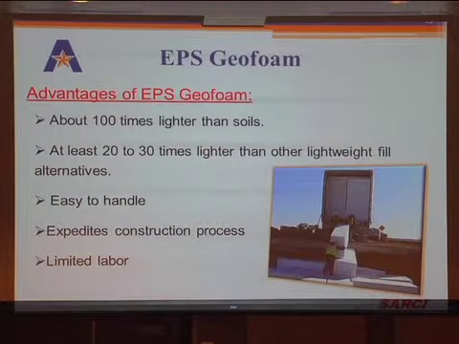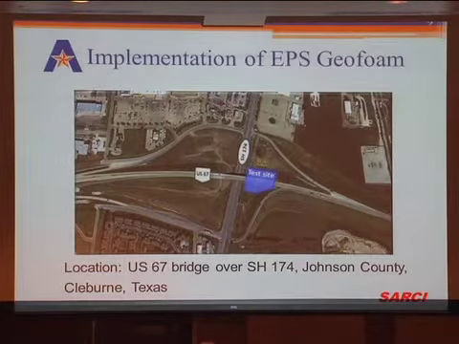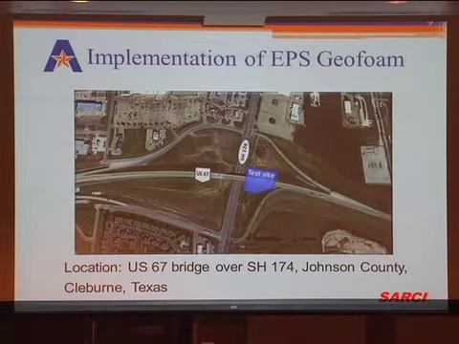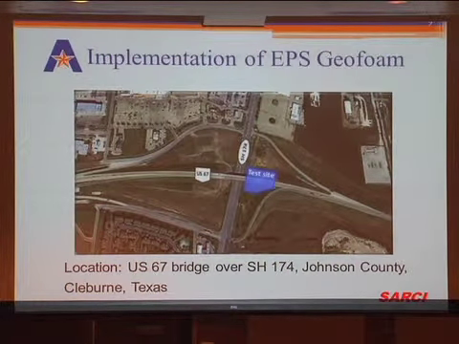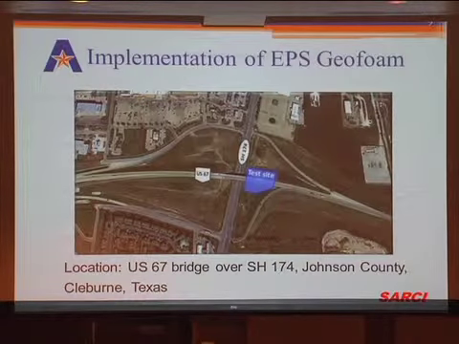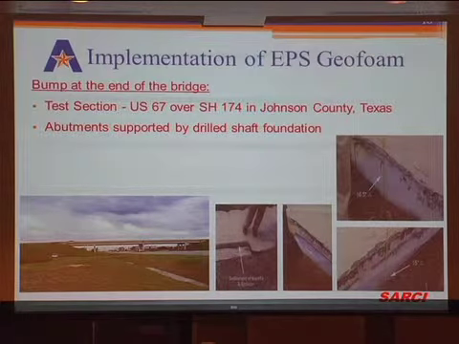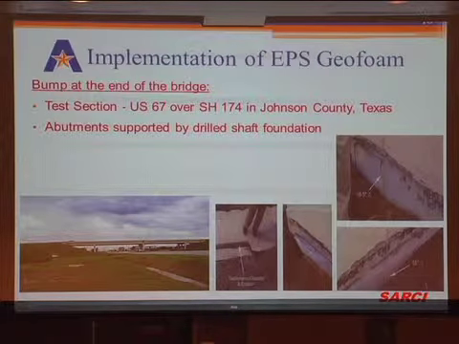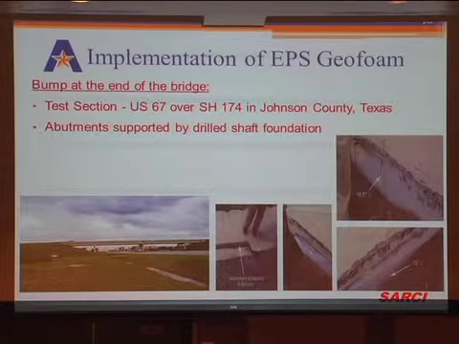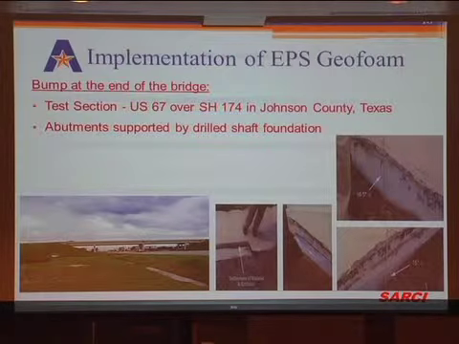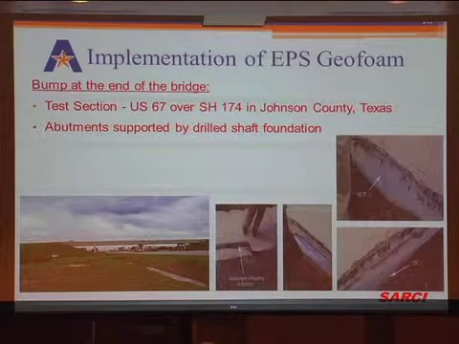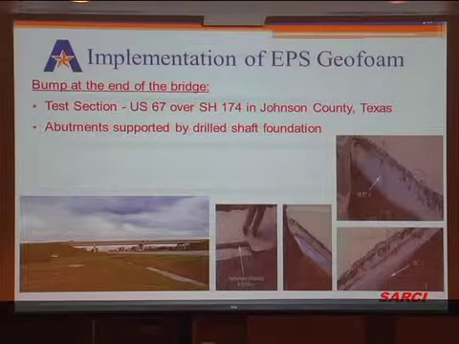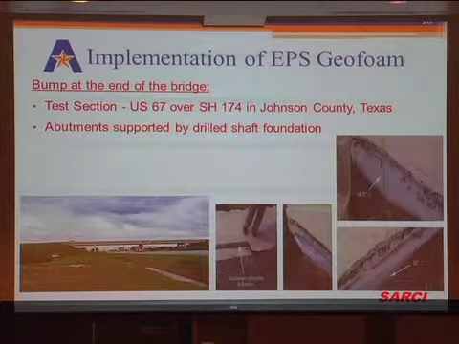Okay, so this is the project where we are doing this implementation. This is US 67 here. This is State Highway 174. It's in Johnson County, and it comes under the TxDOT Fort Worth District. Again, the district was very helpful. It was not that easy to sell the idea of using Geofoam as an alternative because the cost is very high. And we had help from both Austin and the Fort Worth District, Richard, and the district engineers.